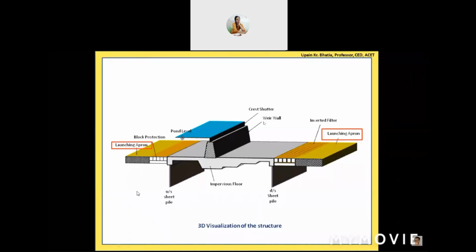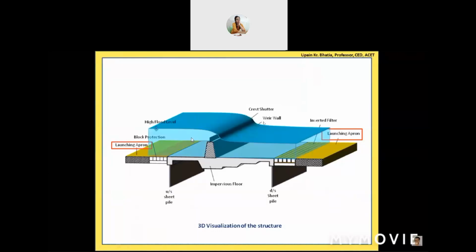But what happens when flood comes? When more water is coming from the upstream side and it is much more than what is diverted into the canals, some part of the flood water will be diverted, but the flood water is much more than the diversion capacity of the canals. So most of the water will be going to the downstream side. What will happen to this pond level? Now the water will not be maintained at this pond level; rather it will be overflowing over this structure, over this weir, over this crest shutter. This pond level has gone because water is not up to the pond level. Now the water level is called high flood level because it is the water level due to flood.